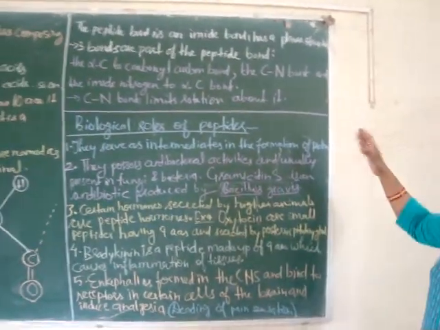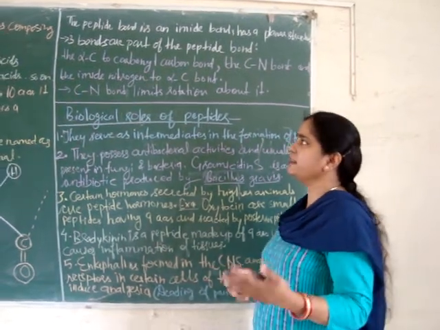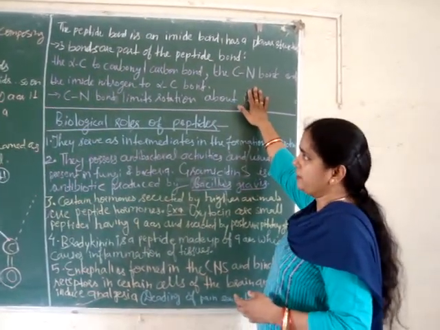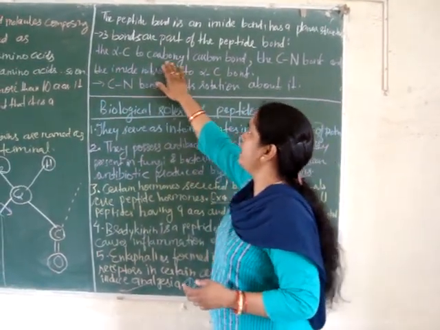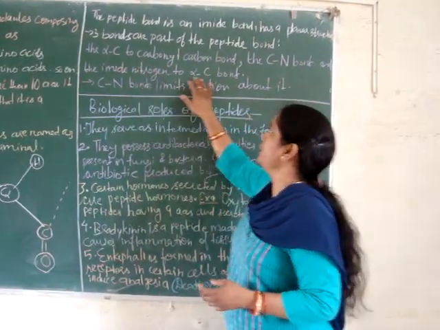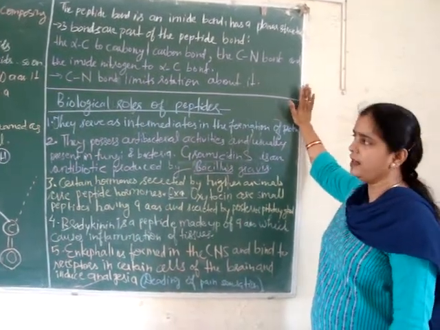Okay, now the peptide bond is an imide bond and has a planar structure, as I have already told you. Three bonds are part of the peptide: we have already discussed this, the alpha carbon to carbonyl carbon bond, then the carbon nitrogen bond, and the imide nitrogen to alpha carbon bond, and the CN bond limits rotation about it.